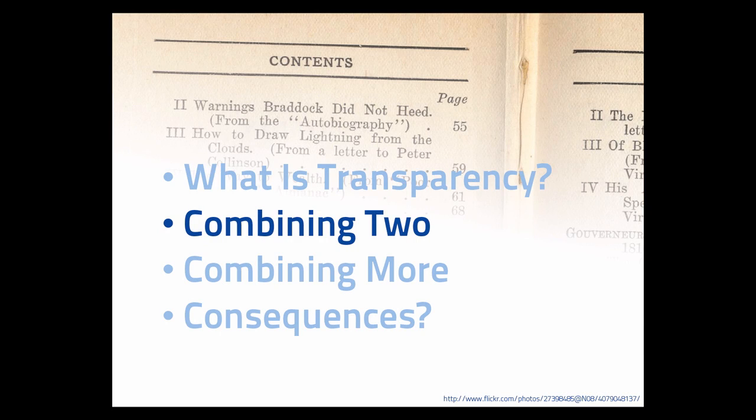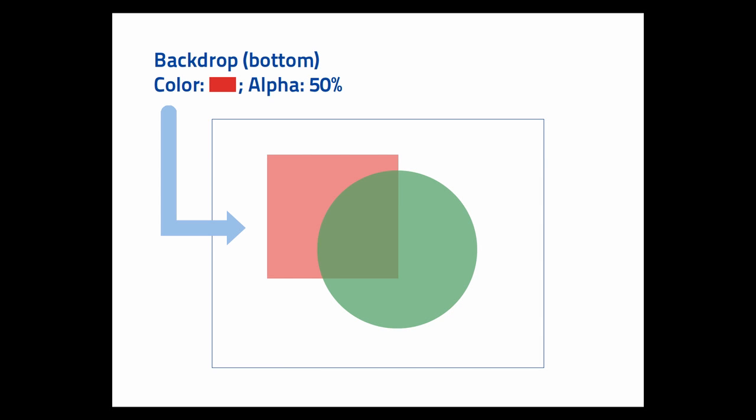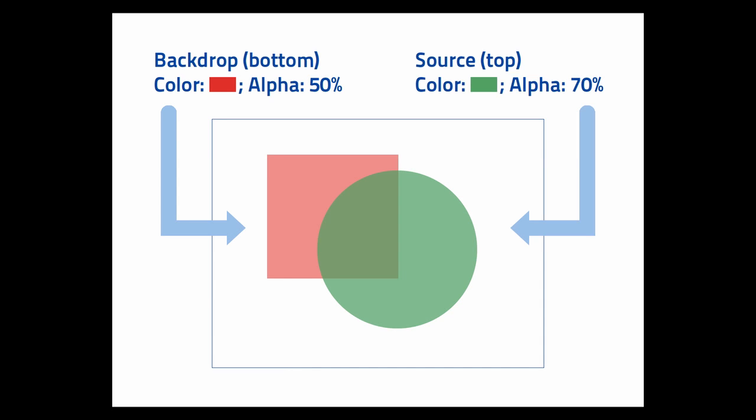Okay, so already some discussion about what is transparency. We're going to move on and think about how to combine two transparent objects. Only two for now, more later on. And here is an example of two objects. We've got a rectangle in the background and a green circle in the foreground. The rectangle is red and has an alpha value of 50%. And here's the green circle with an alpha value of 70%.